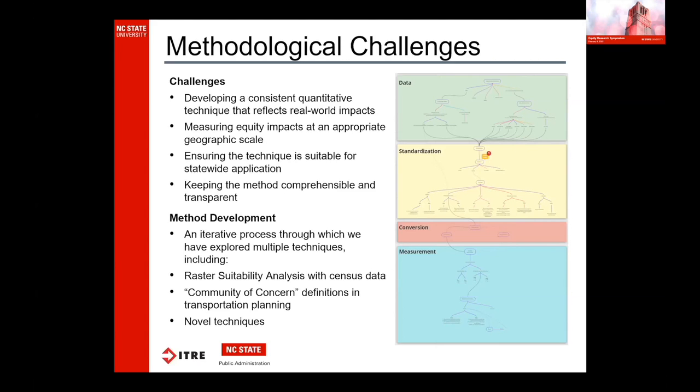We also want to measure equity impacts at an appropriate geographic scale. So we want to get a good level of detail, and often that's difficult with the kind of granularity of the socioeconomic data that we have. Third, we want to ensure that our technique is suitable for statewide application. This is really important for NCDOT. We have a big, diverse state that includes a lot of rural areas, a lot of urban areas, and everything in between. And we want to make sure that we can provide a method that is going to be adequate for any location where a project is sited.